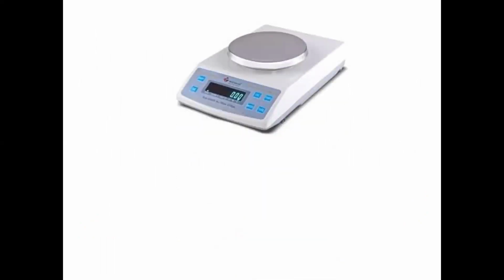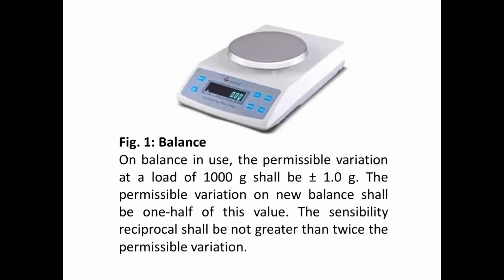As we can see in the figure, we have our digital weighing balance, wherein on a balance in use, the permissible variation at a load of 1 kilogram or 1,000 grams shall be plus or minus 1.0 grams. The permissible variation on a new balance shall be one half of this value. The sensibility reciprocal shall be not greater than twice the permissible variation.